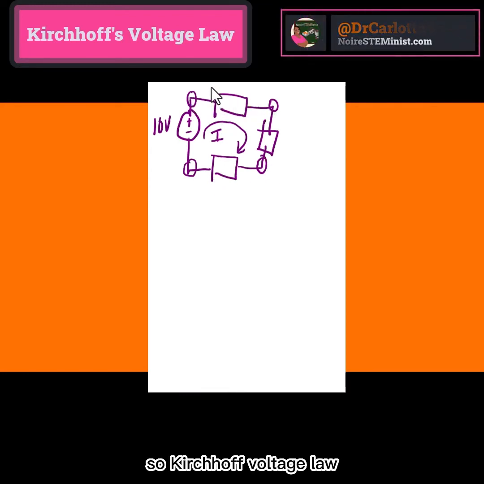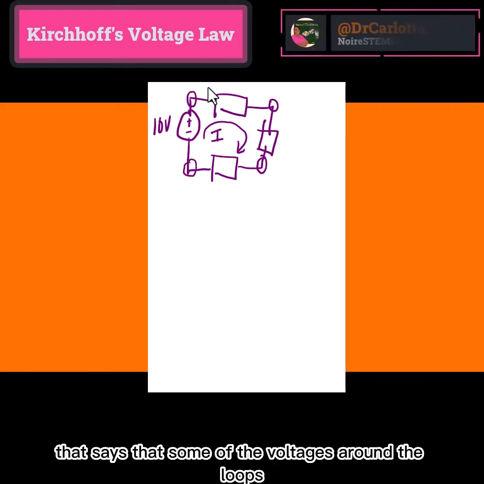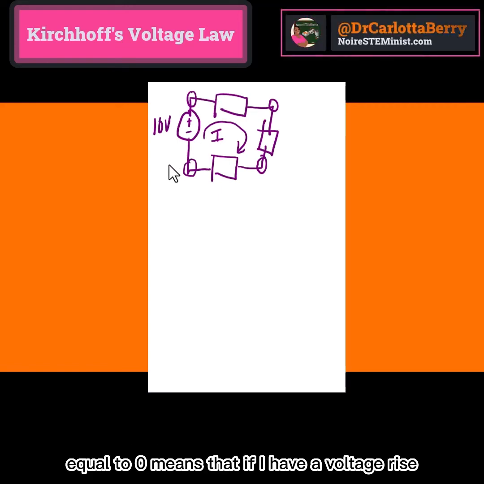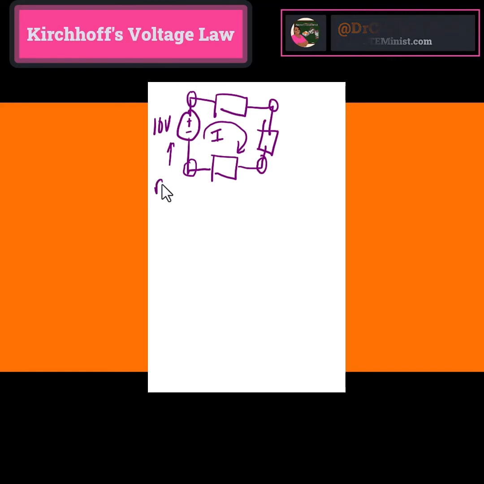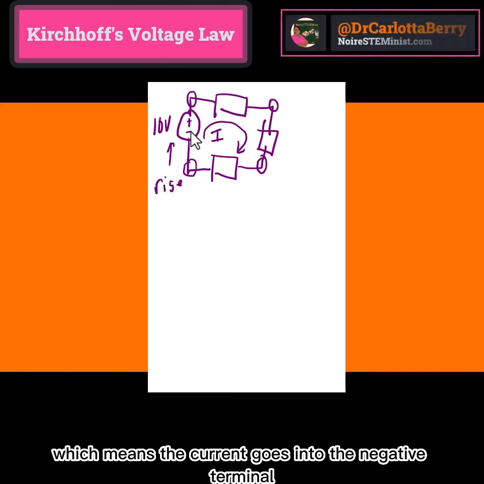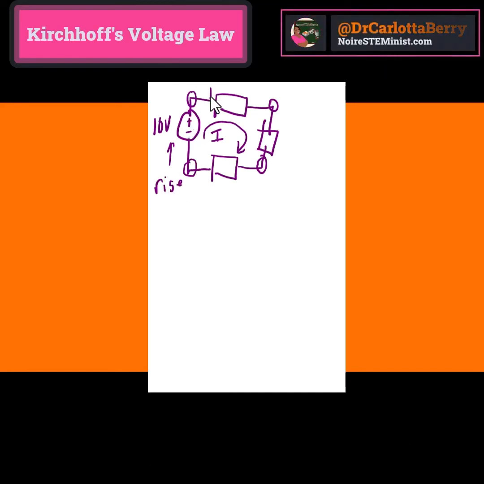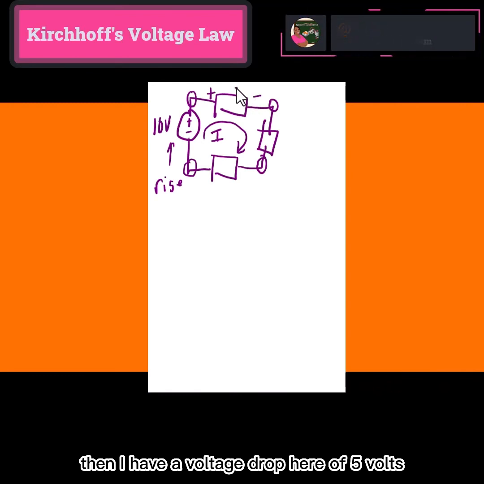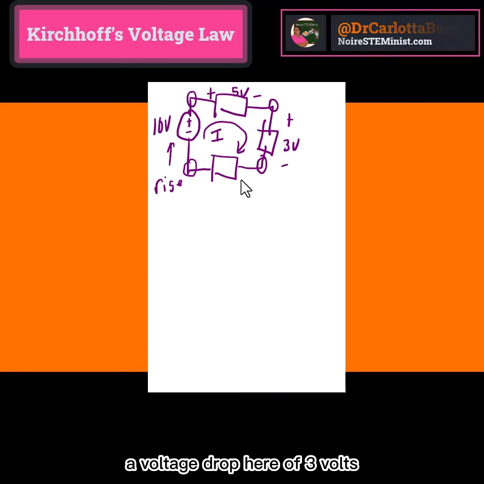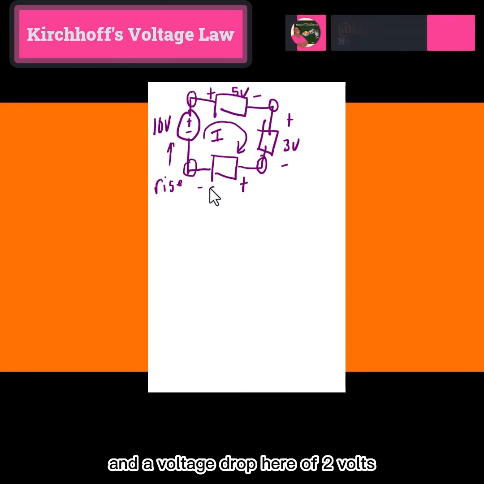So Kirchhoff's voltage law, that says the sum of the voltages around the loop is equal to zero, means that if I have a voltage rise, which means the current goes into the negative terminal and out of the positive, then I have a voltage drop here of 5 volts, a voltage drop here of 3 volts, and a voltage drop here of 2 volts.